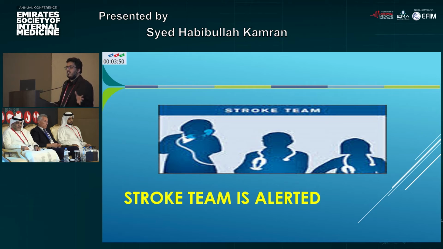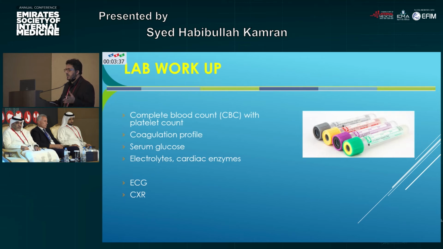The stroke team always stays in the hospital most of the time. They rush to the emergency, they take the history again just to confirm whether there are any stroke mimics, and what the last known normal is. Initial blood labs we send, like ECG, chest x-ray, glucose, everything.